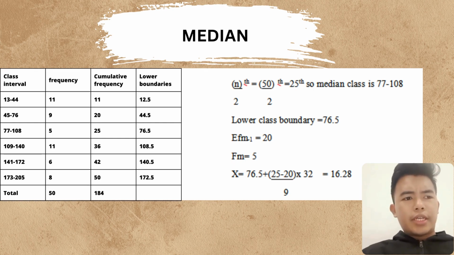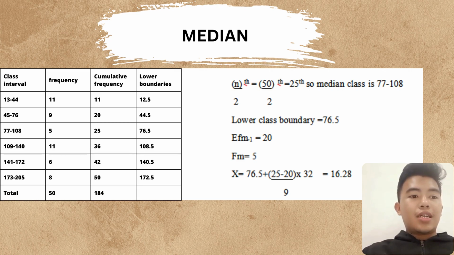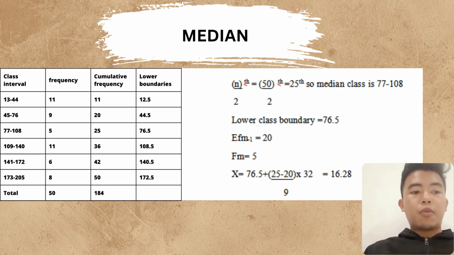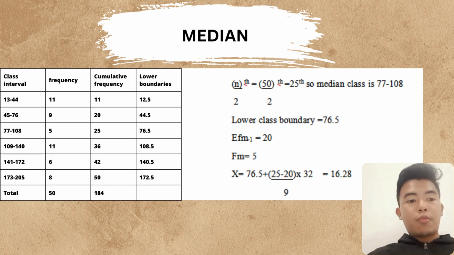As for the median, as you can see here, the table for the median has class interval, frequency, cumulative frequency, and lower boundaries. This is the formula to find the median. So the median we can find in the class 77 until 108. The lower class boundary is 76.5, and this is the solution to find the median.